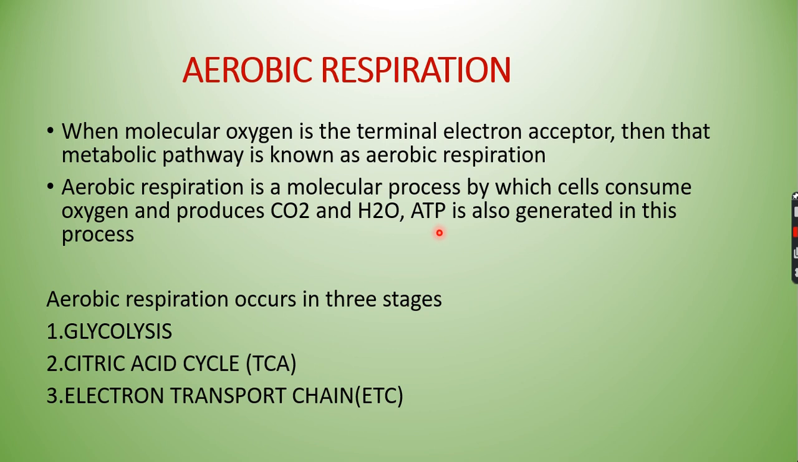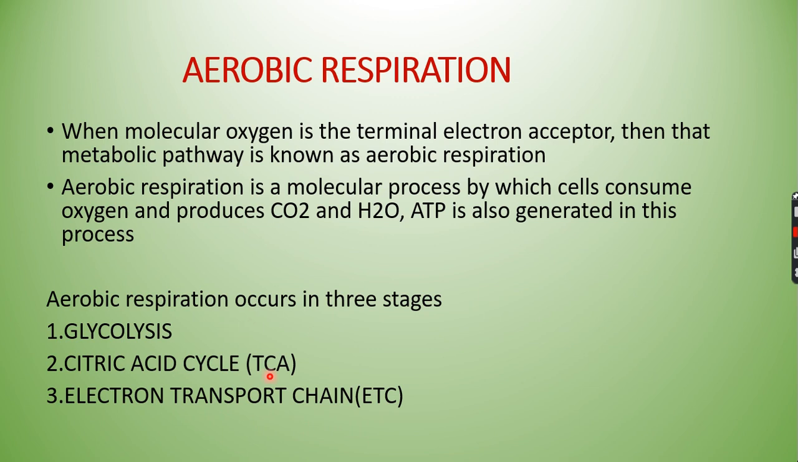That means ATP is going to be generated in this process. So aerobic respiration is going to occur in three stages. How many stages? Three stages. What are those? Glycolysis, citric acid cycle or tricarboxylic acid cycle, and electron transport chain.